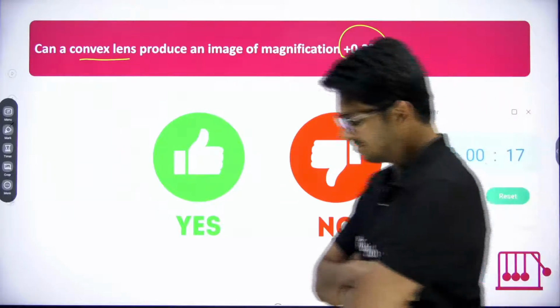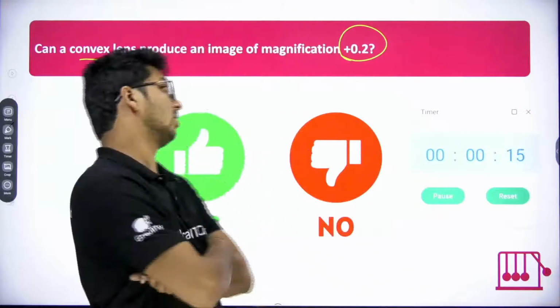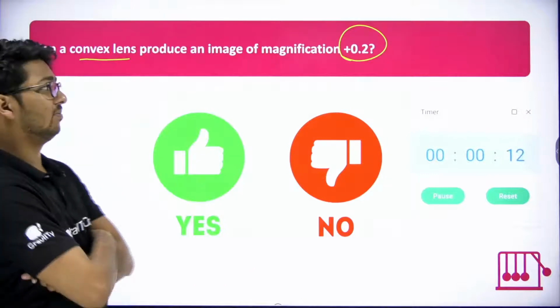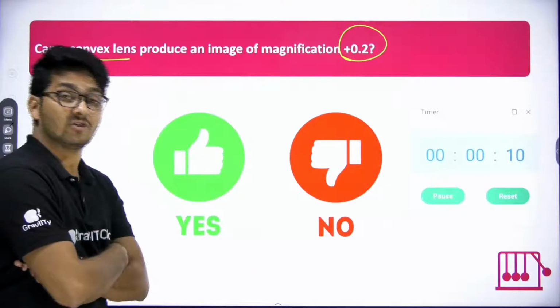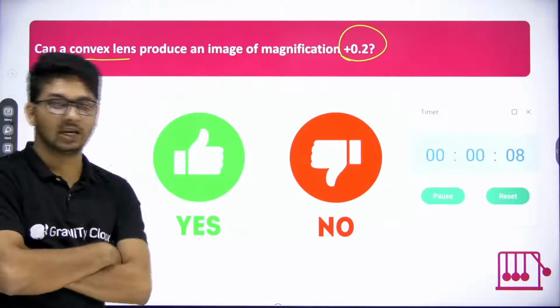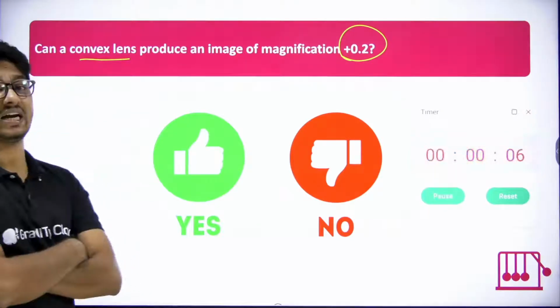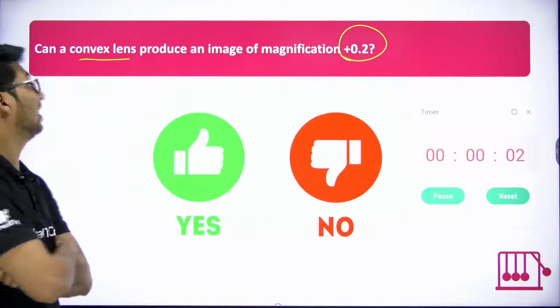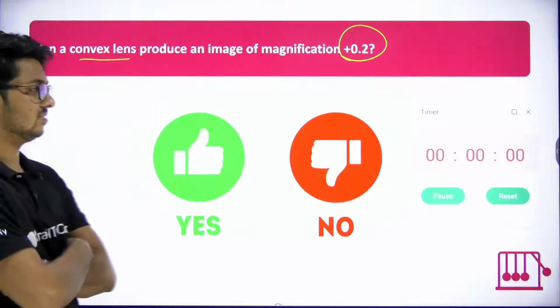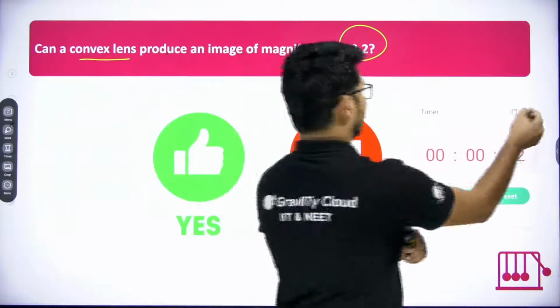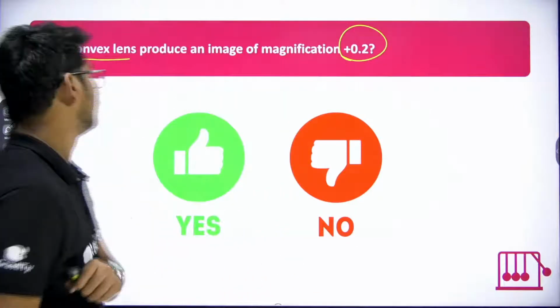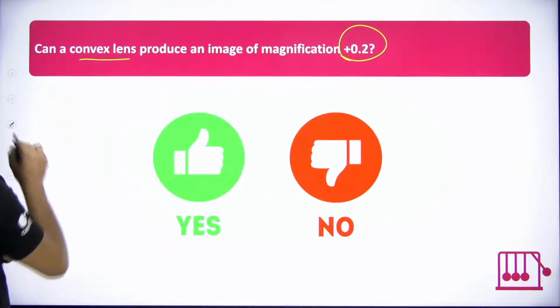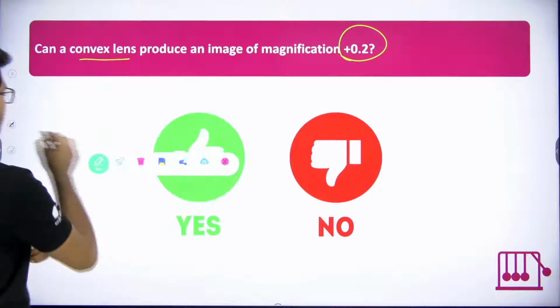To answer this properly, you have to understand what magnification means, what hidden information is there in the magnification's value, and then you have to understand all the different cases of image formation by a convex lens. So the time is up and the answer is no. Why is it no? Let me explain.